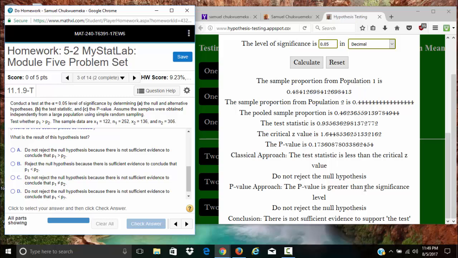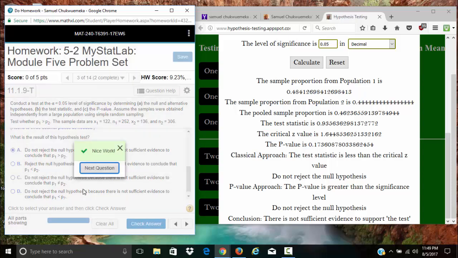So we are looking at options A and C. And this is a conclusion: there is not sufficient evidence to support the test. And the test is this, P1 greater than P2. So do not reject the null because there is not sufficient evidence to conclude that P1 is greater than P2. So that is A. Okay?